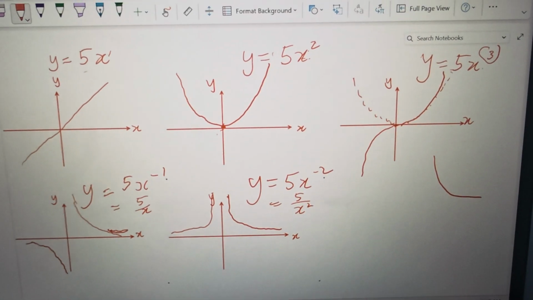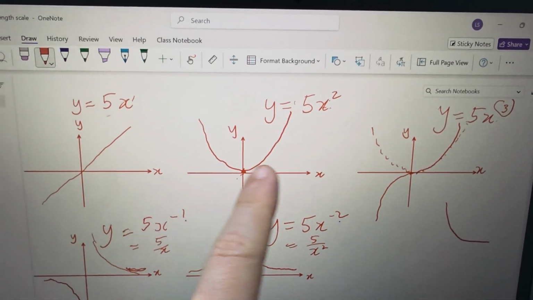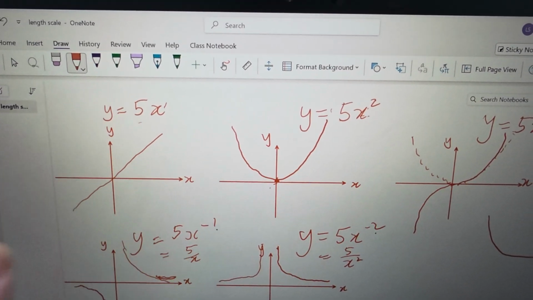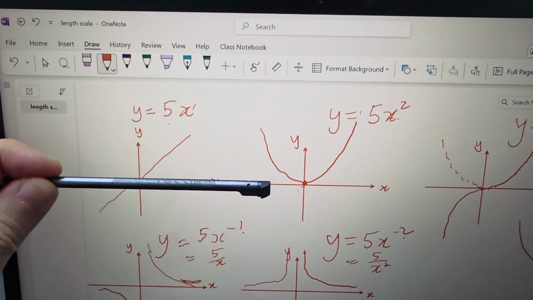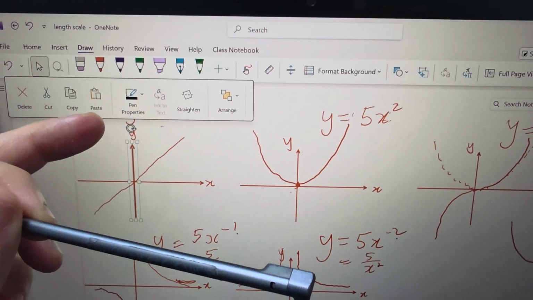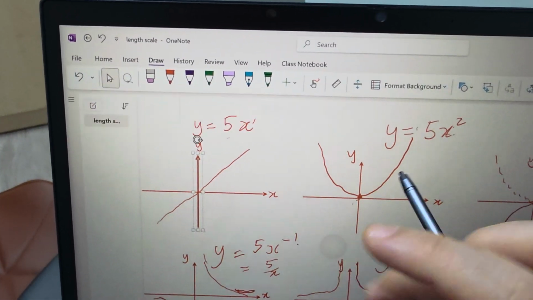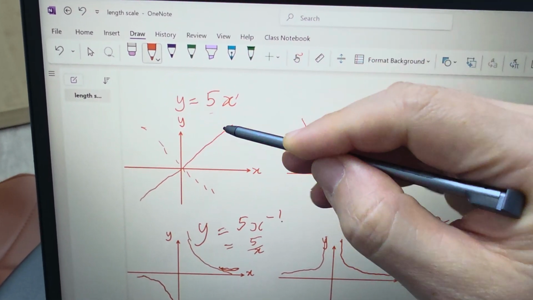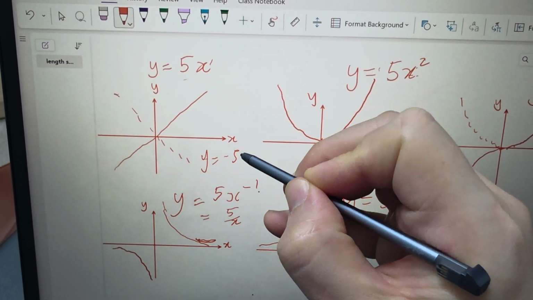Now I just need you to use this to help you remember. Now what if there's a minus here? When there's a minus here, you think of the x-axis as a mirror. Then this will come down here, that will go up there. That means when it is negative, you will have a sloping one. When it's negative, it'll be like that, y equals minus 5x.